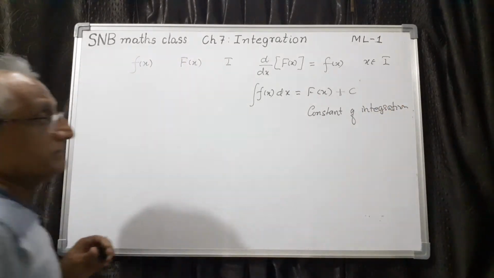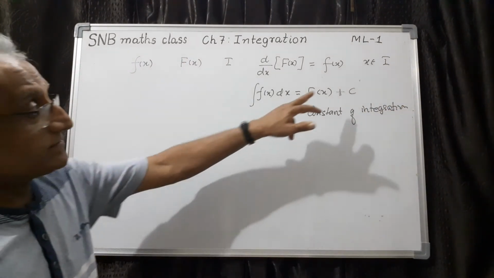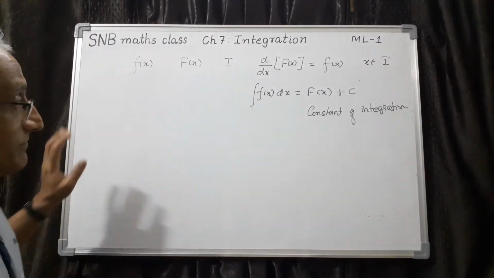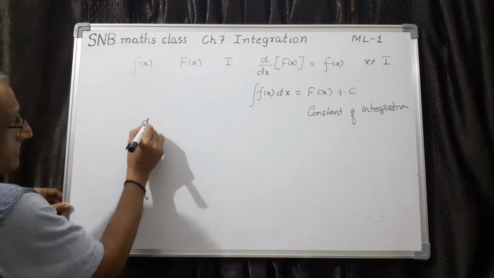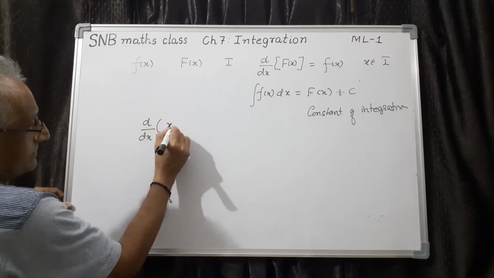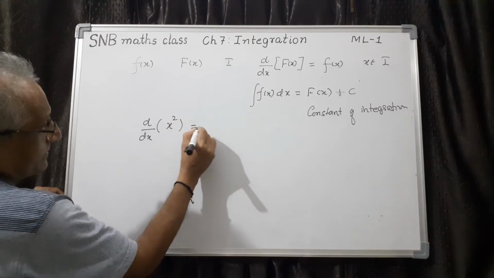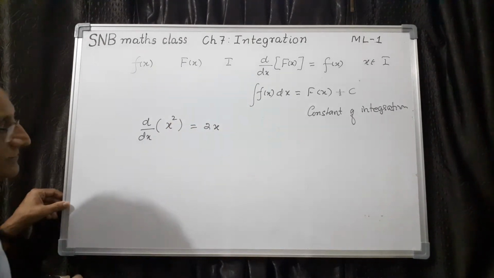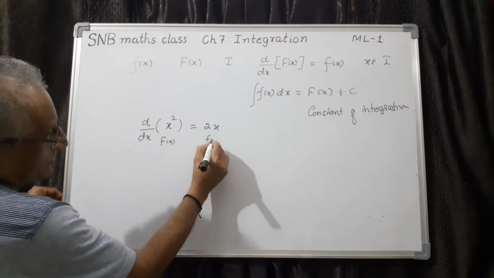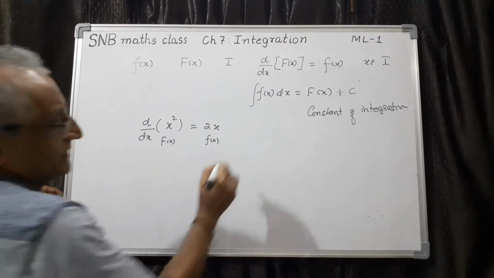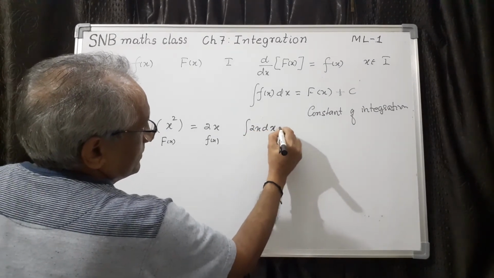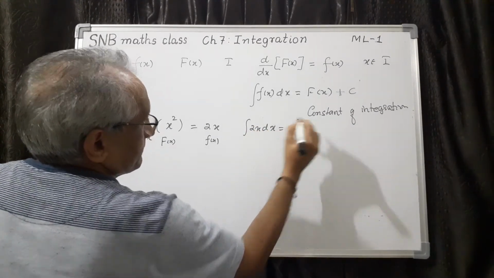Now you may have a doubt, why should we add c here? This can be made clear with the help of an example. Let us take, for example, d by dx of x square. If you take this, it is 2x. So this is our capital F of x, this is our small f of x. So by definition, therefore, integral of 2x dx will be equal to x square.